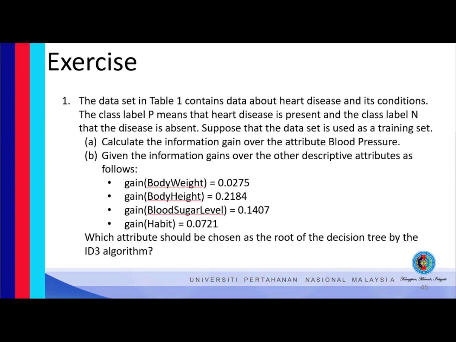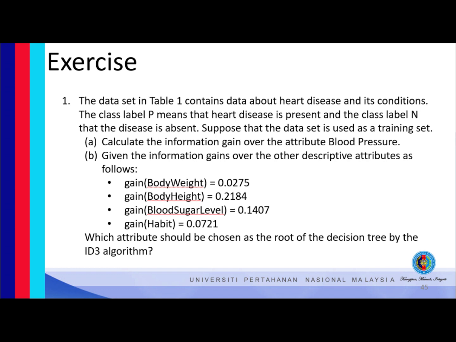Now, let's read the first question. The data set in Table 1 contains data about heart disease and its conditions. The class label P means that the heart disease is present and the class label N that the disease is absent. Suppose that the data set is used as a training set. A. Calculate the information gain over the attribute blood pressure. B. Given the information gains over the other descriptive attributes as follows.